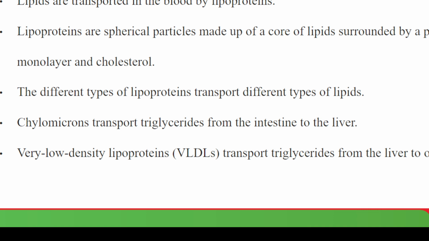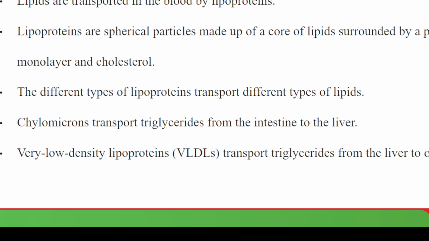So what happens? Let's talk about lipid transportation right here. How are these lipids moved from one point to another? Well, after digestion, they can get absorbed, and then how do they move? How are they transported in your body? They are transported in the blood by what you call lipoproteins.